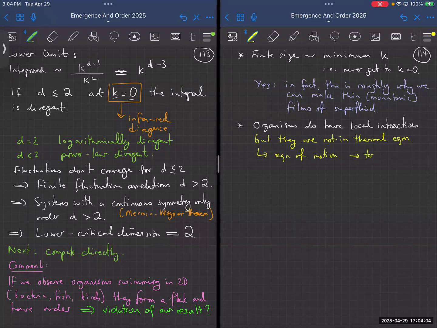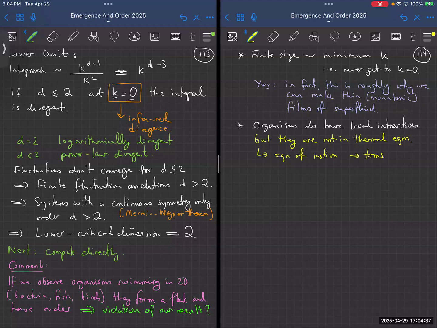I'm not going to go through that, but I think in one of the lectures I had a snapshot from Toner and Tu's paper. That's the one that Cindy was talking about, and there's a very complicated equation that describes the behavior, and that equation is not in thermal equilibrium. In particular, it violates the principle of detailed balance. And because it violates the principle of detailed balance, it's not subject to the Mermin-Wagner theorem. So that's all I want to say about that for now.